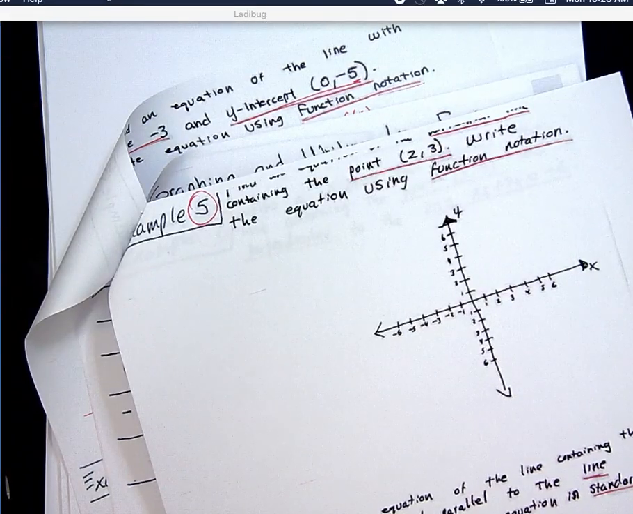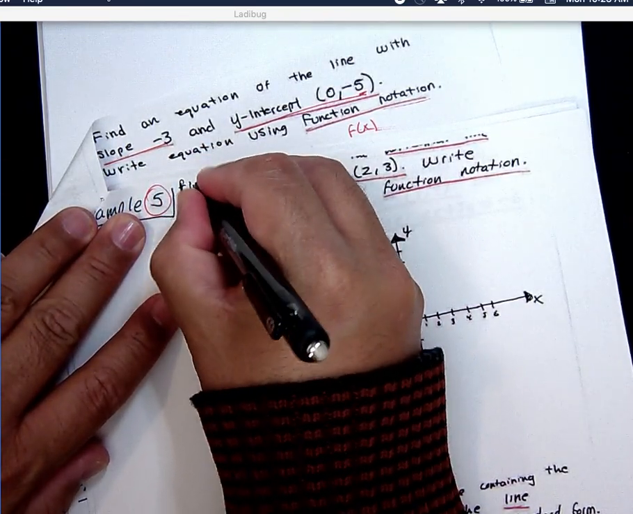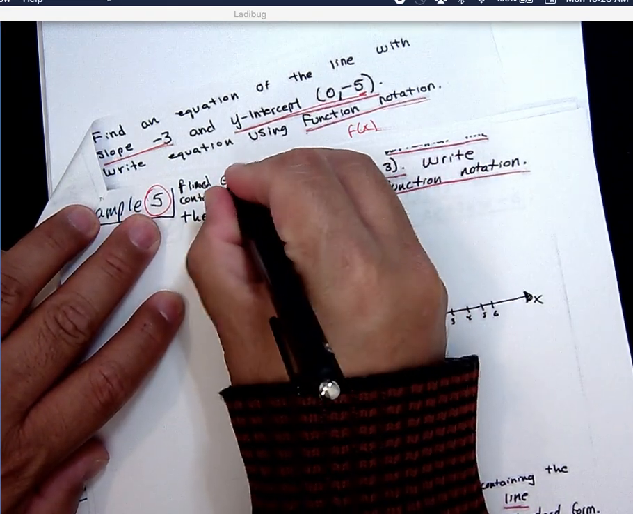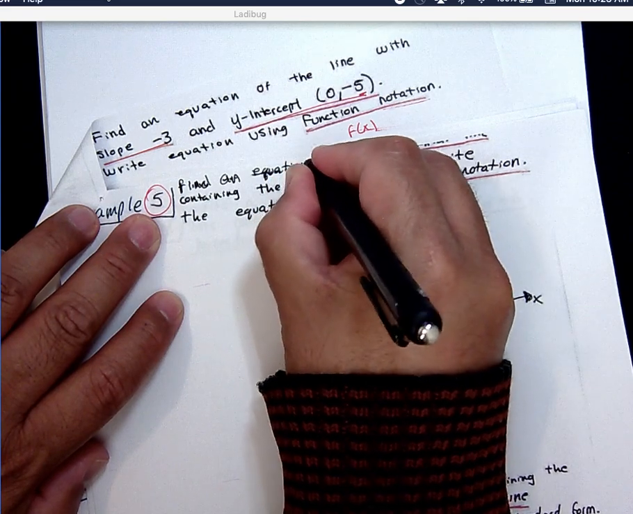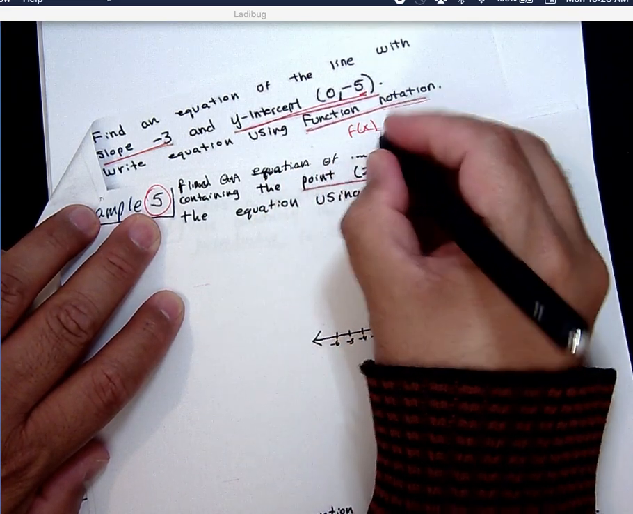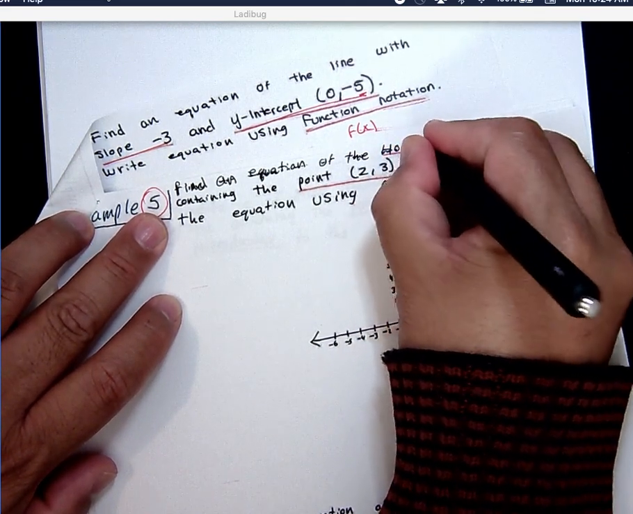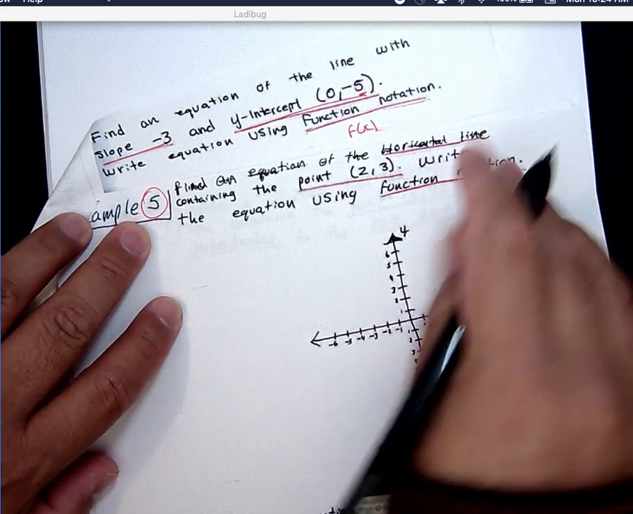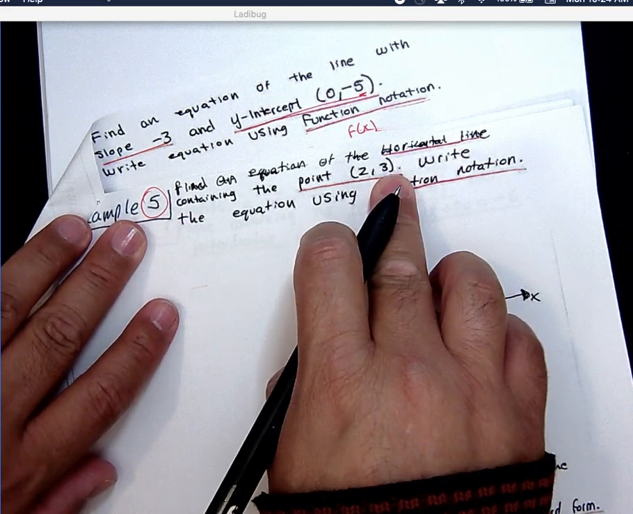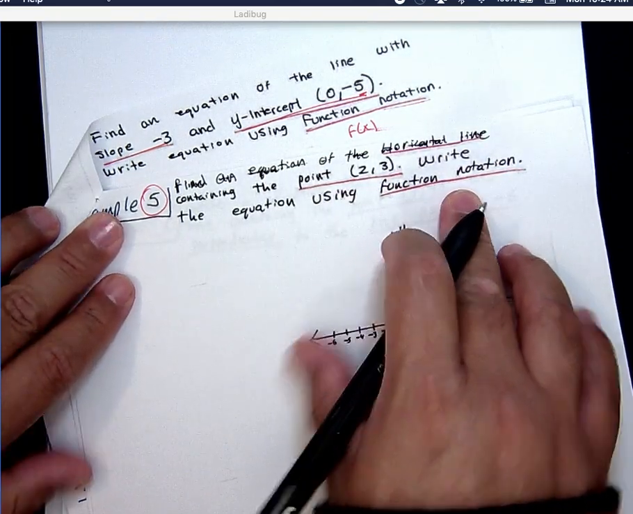For the next one, I know you can't really see it here, it's asking you to find an equation of the horizontal line containing these points, and write the equation using function notation like the other one.